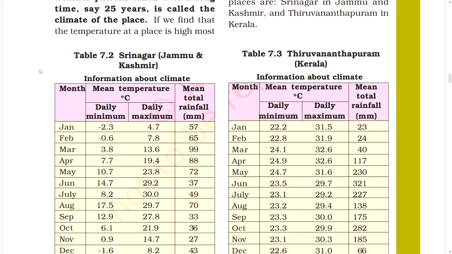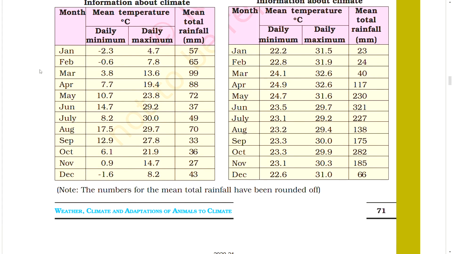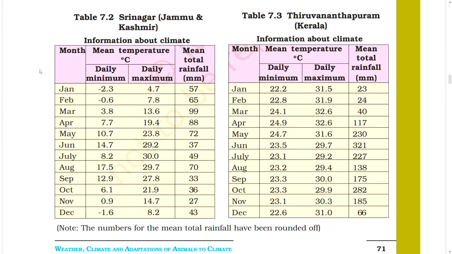Table: Srinagar, Jammu and Kashmir. Information about climate. Month, mean temperature in degrees Celsius, daily minimum, daily maximum, mean total rainfall in millimeters. January minus 2.3, 4.7, 57. February minus 0.6, 7.8, 65. March 3.8, 13.6, 99. April 7.7, 19.4, 88. May 10.7, 23.8, 72. June 14.7, 29.2, 37.